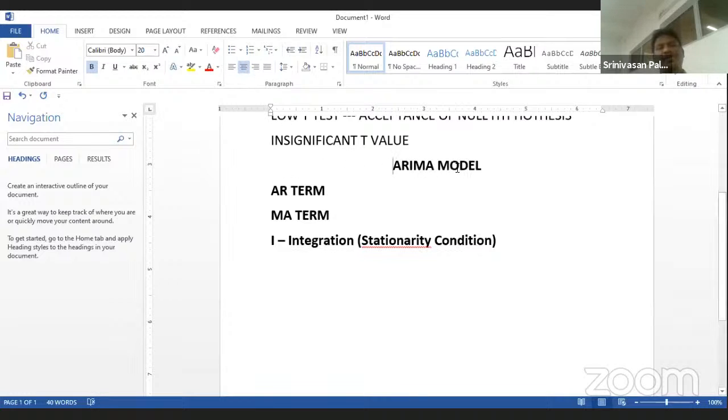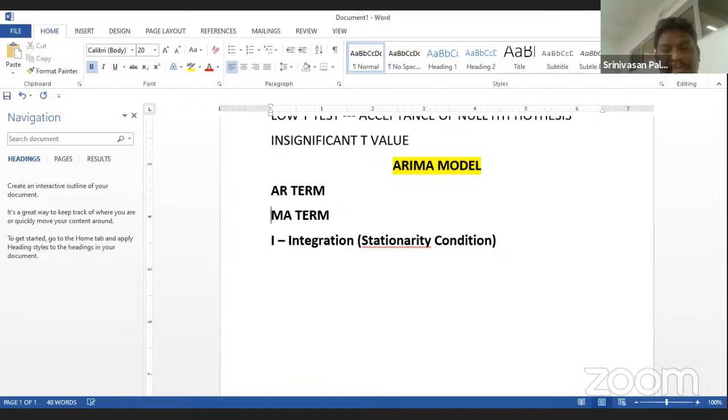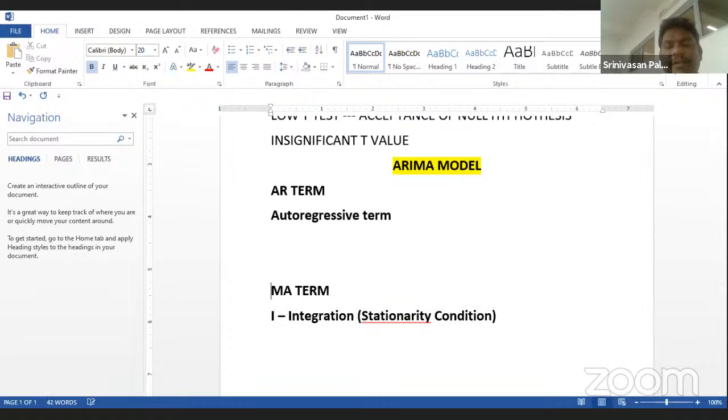Please make a note. I am teaching the ARIMA model. So the ARIMA model consists of the AR term, MA term, and I. There is one more component called I in between AR and MA. That is integration or integrated, which represents the stationarity condition. What is the AR term? Sorry, I will expand that. The auto regressive term, that is the AR term.